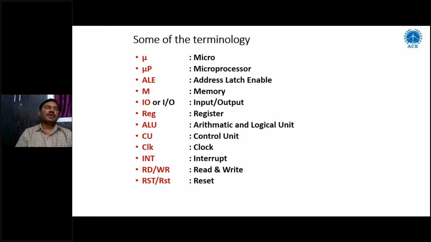Mu is called micro and mu p is called microprocessor. M stands for memory. Whenever I use this terminology, instead of this, you have to understand. So ALU means arithmetic and logical unit. CLK means clock. INT means interrupt. Like that, this is the terminology we are going to use in our presentation.